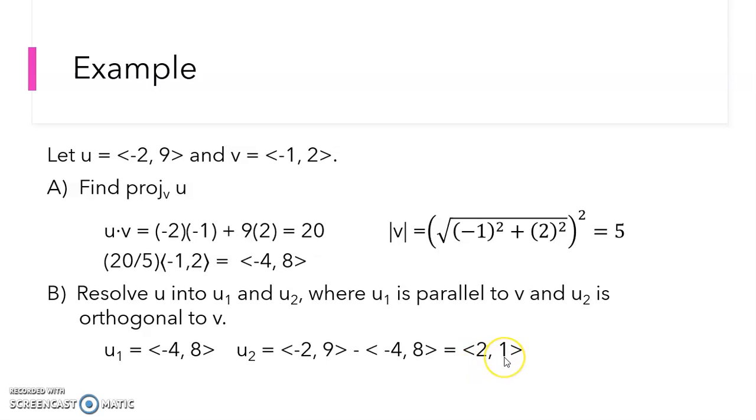So u2 is the vector 2, 1. So both of these vectors, u1 and u2, are my answer there. Let's take a look at another application.